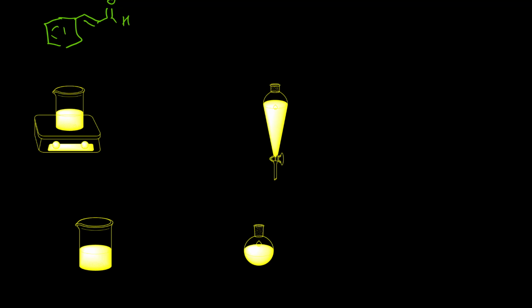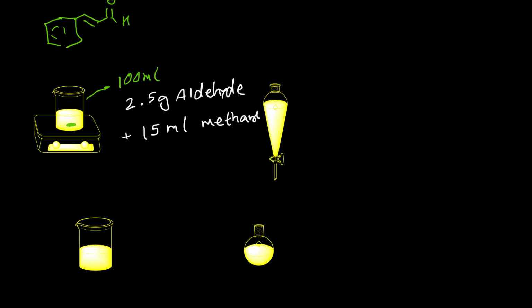Again, we need a 100 milliliter beaker. Inside this beaker, we should have a magnetic stir bar. Then we are going to use the same amount of compound, 2.5 gram aldehyde, and 15 milliliter methanol. We have a lower amount of methanol because this compound is more soluble in methanol. So changing the amount of methanol just depends on the solubility of this compound. It doesn't have an effect on the reaction conditions. And again, we have 0.5 gram sodium borohydride. So again, we need to add sodium borohydride slowly to avoid increasing the temperature.